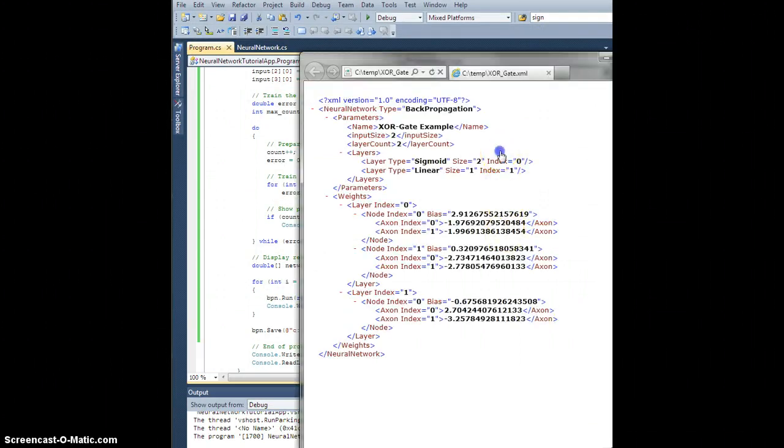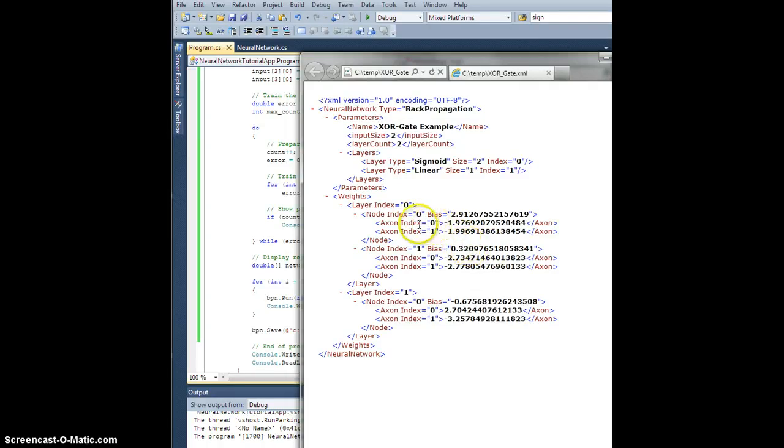Voila! Oops. So this is it. Here's our XOR gate. Layer, right, sigmoid linear. These are the connection weights. 2.9 is the bias here for the top node. 0.32 is the bias for the lower node. Nothing particularly interesting about those.